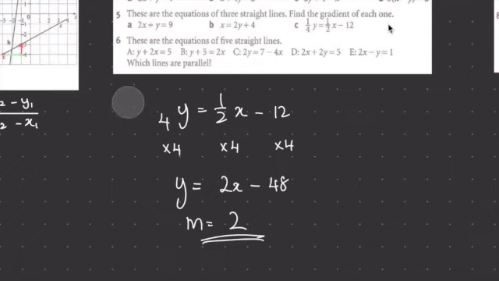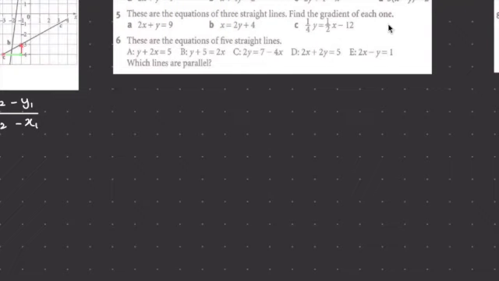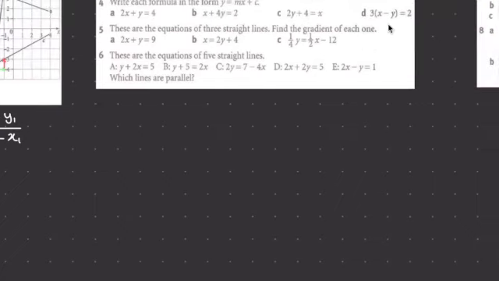Now let's look at number 6. It says here, these are equations of 5 straight lines, and we need to find lines that are parallel. What makes them parallel is when they have the same gradient. If they have the same gradient, they are parallel. Okay, so let's write down all the equations and see if we can do anything with them. Doesn't look really good here, so I'm just going to rearrange it to look like this.